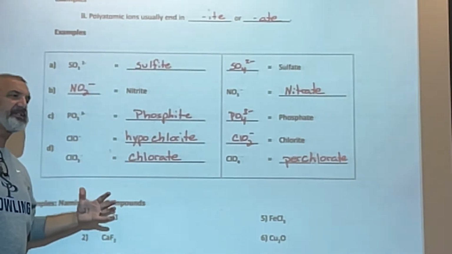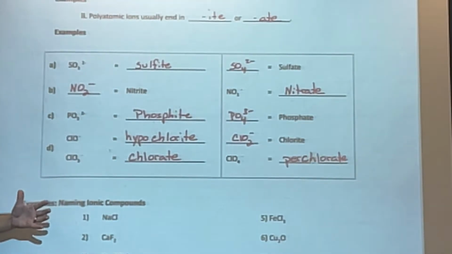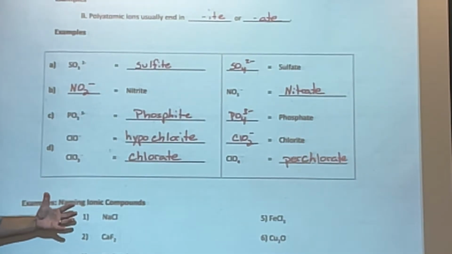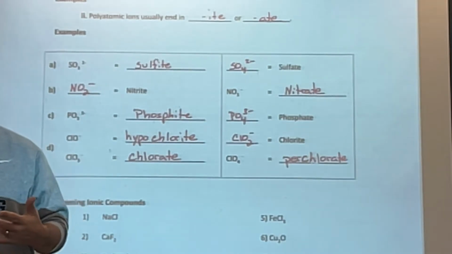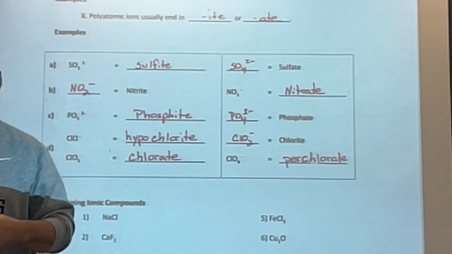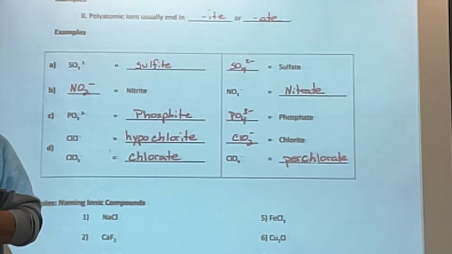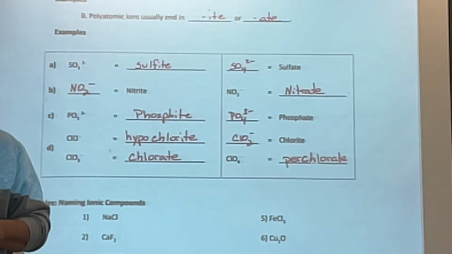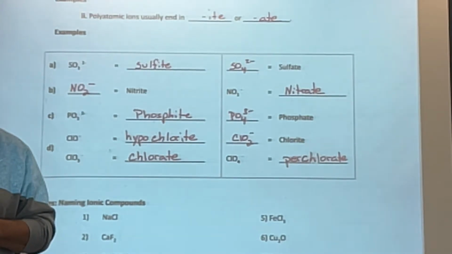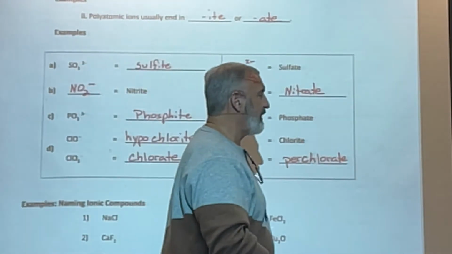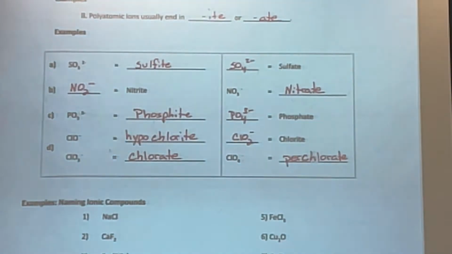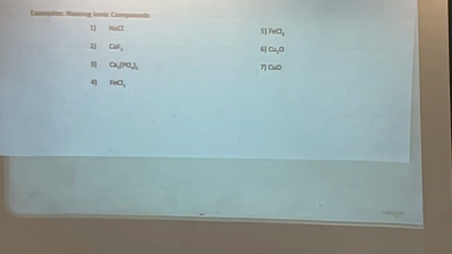And then the tricky part is going to be if the metal is a transition metal with more than one oxidation state. The way you're going to know that is you're going to get your color periodic table out, the one that I gave to you, and look at the symbol, and if there's more than one number above the symbol, that means yes, it has more than one oxidation state. So let's look at these practice problems and go through how we're going to name them.